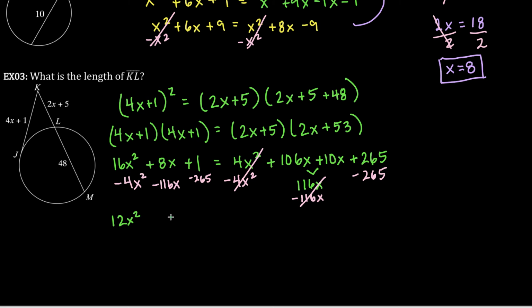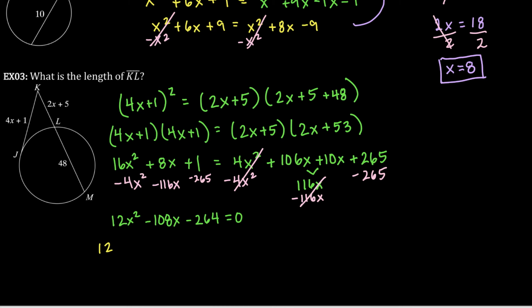What's 8 minus 116? It is negative 108. And then 1 minus 265 is negative 264, equals 0. Okay, I should be able to divide this by something, right? Let's see. This 108, can I divide this one by 12? Yes. Can I divide this one by 12? Yes. Cool. So I'm going to factor out a 12.